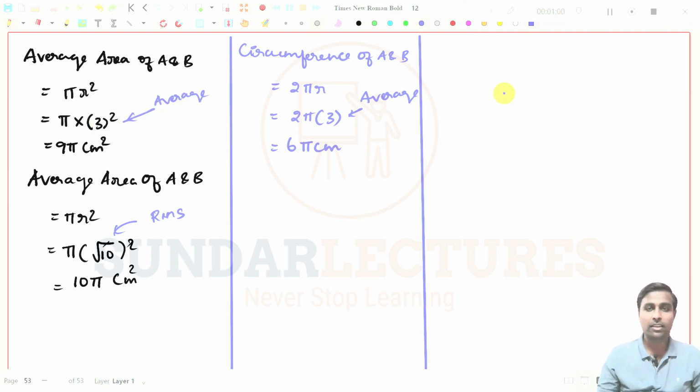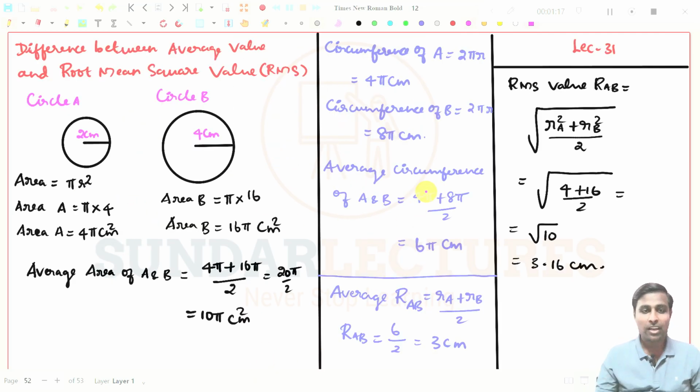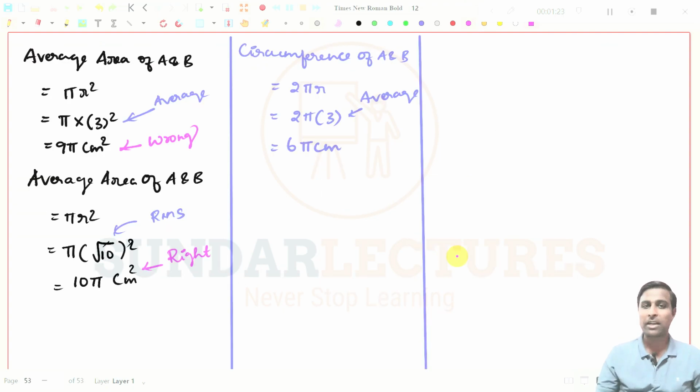But here you see, I just want to mark it out. This is the wrong answer, and this is the right answer, right? This is the right answer. And you see, we have got 6 pi centimeter. So what is the circumference value we got? 6 pi centimeter. Why am I getting the perfect answer? Why am I getting the correct answer?